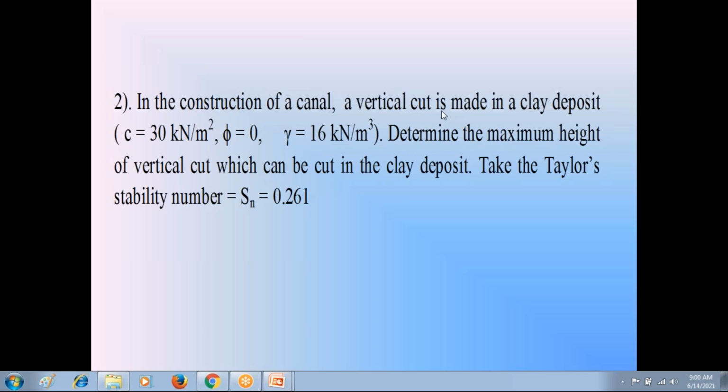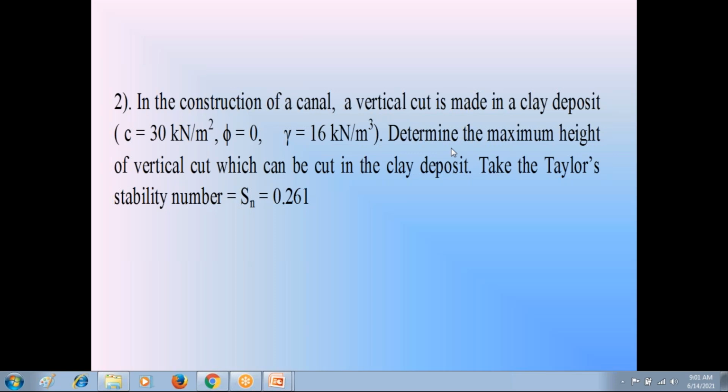Find that vertical side height. Determine the maximum height of that vertical side which can be cut in that clay deposit. So we are asked to find the maximum height of the vertical cut excavated in the clay deposit. We are constructing the canal by making an excavation in a clay deposit. So here the construction is the construction of a canal, and that canal is excavated on the ground in a clay deposit.